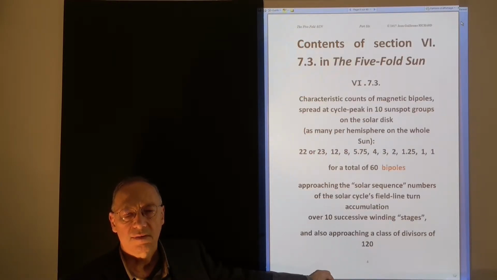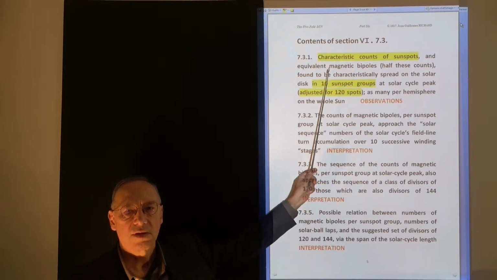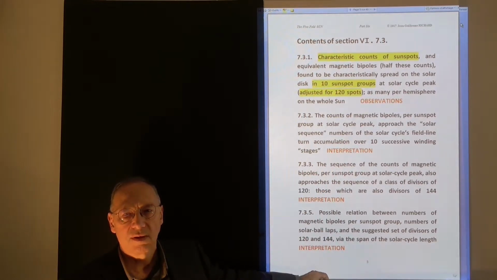In the sixth part of The Fivefold Sun as a book, the third chapter of section 7 deals with the characteristic counts of magnetic bipoles spread among an estimated number of 10 sunspot groups on the solar disk. These are the sections in chapter 7.3 of the sixth part of the book. We start in the first section with the observations, which will yield the estimated characteristic counts, and in the end of this video today we'll go through the interpretation of these findings.